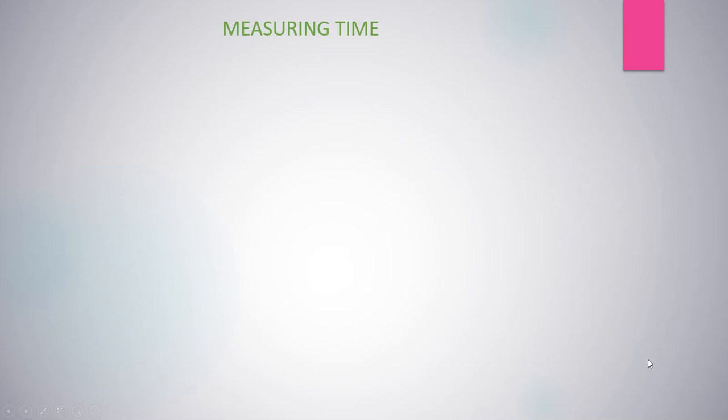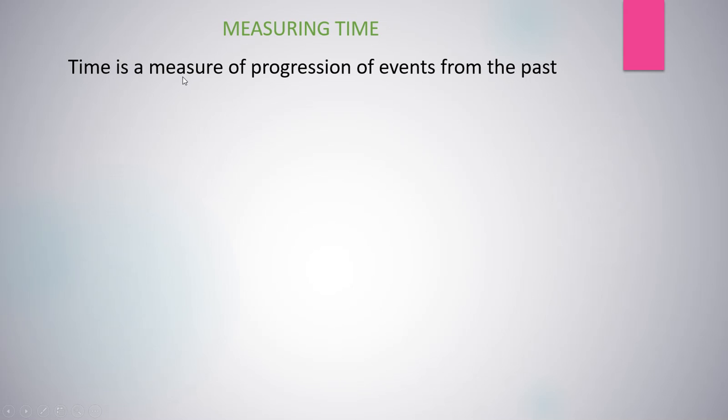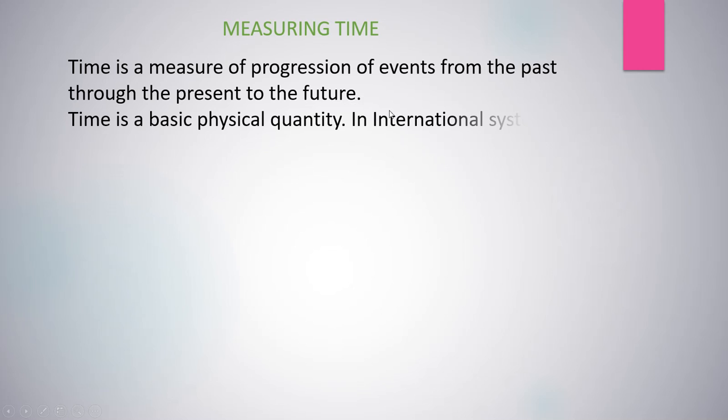Lastly, let us look at measuring time. And what is time? Time is just a measure of progression of events from the past through the present to the future. You look at how events have been changing from past to the present, through the present to the future. Time is a basic physical quantity.